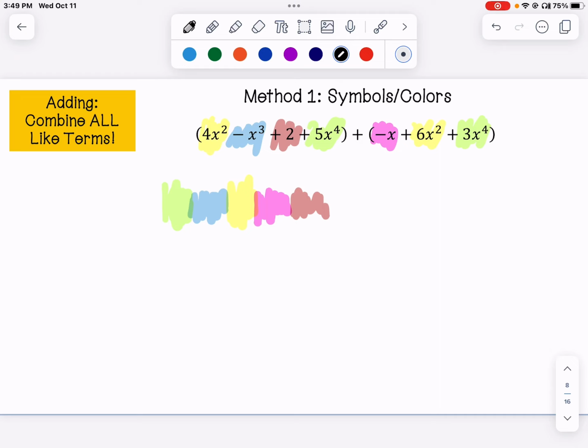My greens for my x to the fourth, I have 5 and 3. That gives me 8x to the fourth. My blue is a negative x cubed. I had 2 yellows, those were my squared, so 4 and 6 gives me 10. I just had 1 here, a negative x, nothing to add with the 2. So that would give you my final answer: 8x to the fourth minus x cubed plus 10x squared minus x plus 2. So when we say to add polynomials, that's all we're doing: finding those like terms and combining them.